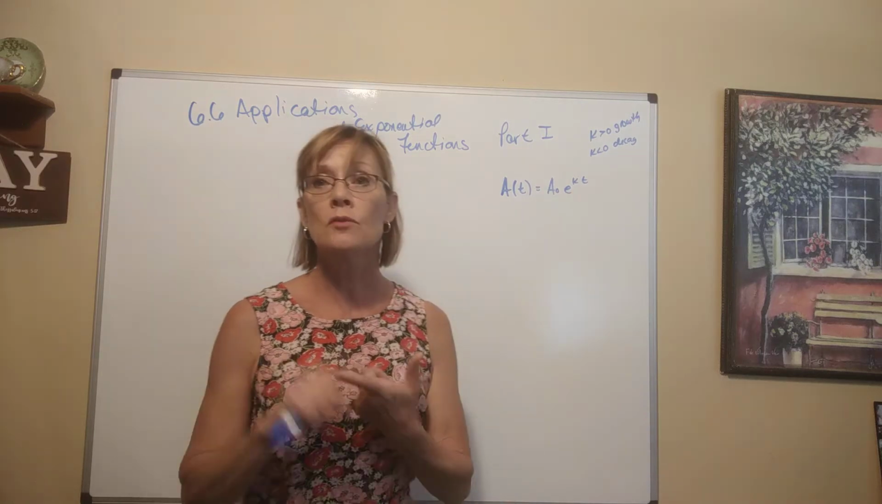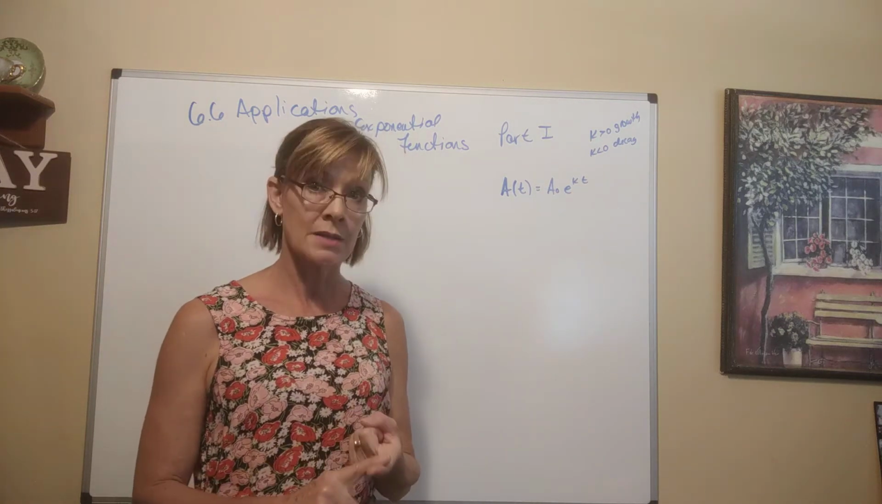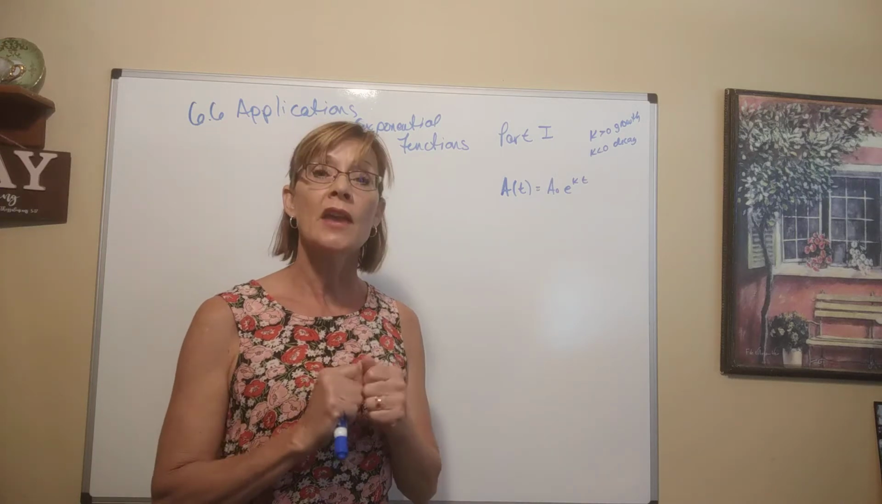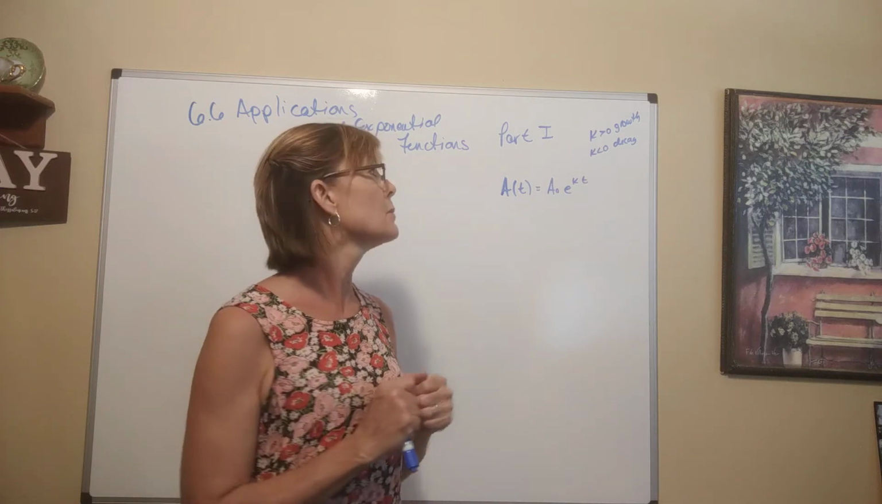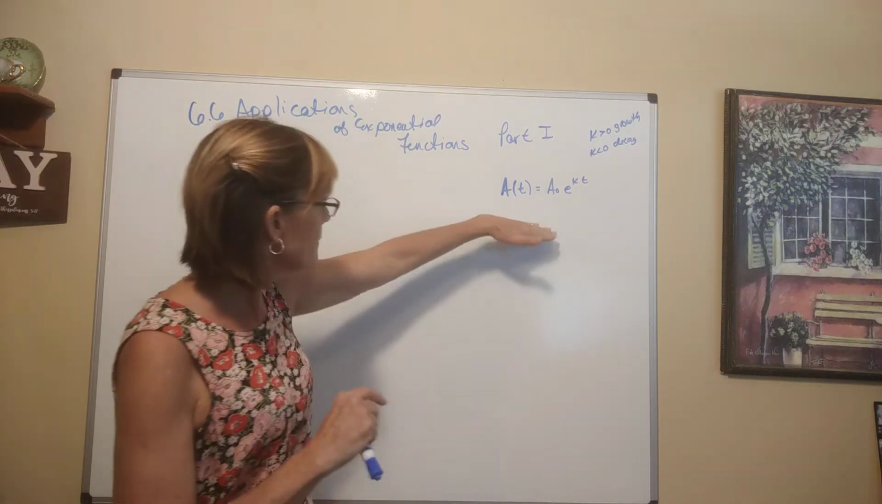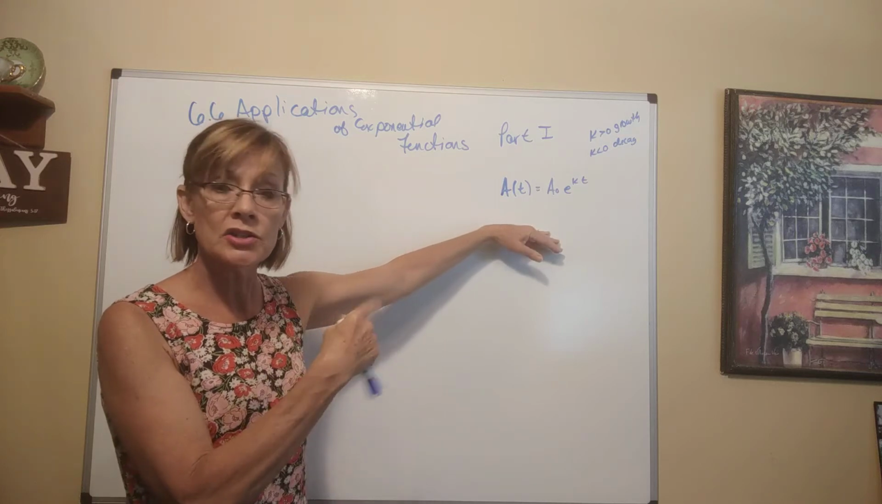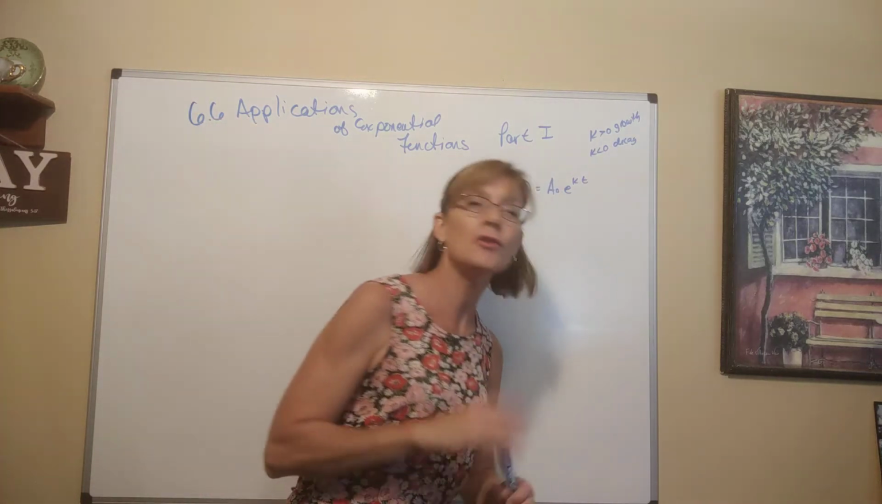k is known as the growth or the decay factor. It's a growth factor if it's positive, so it's increasing, or a decay factor if it's decreasing, getting smaller, when k is negative. This is the model we're going to be using for every exponential situation. So on our sheet, we have a few different things.